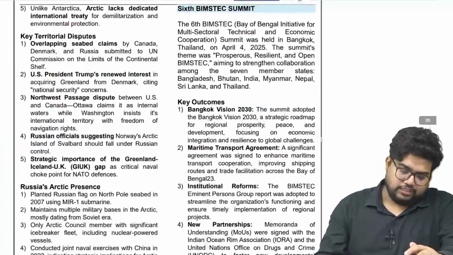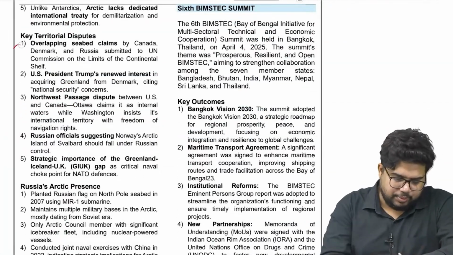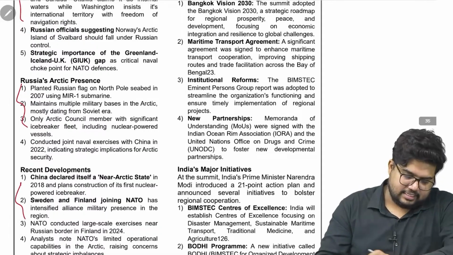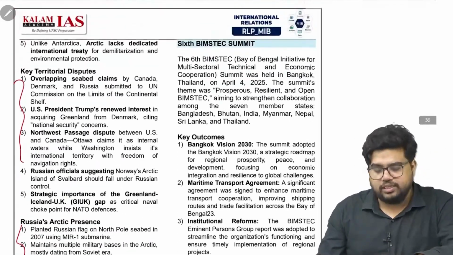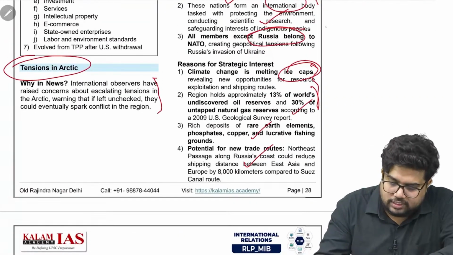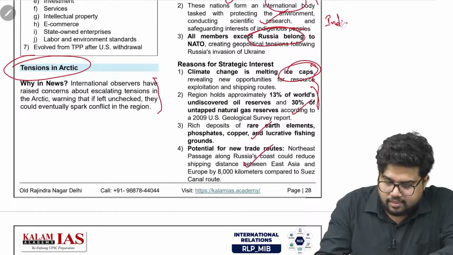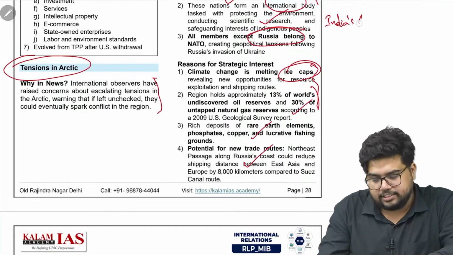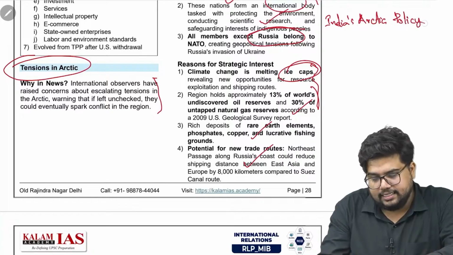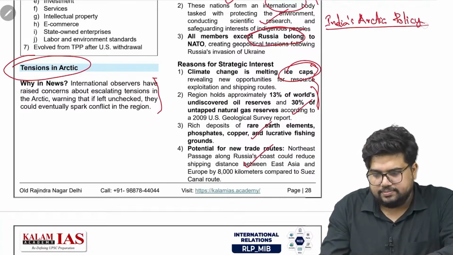Now there are a few things which are not exactly covered. Disputes, you can go through this. Russia's Arctic presence, recent developments, all this, what China is doing, all these elements you can go through in the material. Again, what I need to focus on is India's Arctic policy. Your answer should have some dimension on this aspect. What is India's Arctic policy?